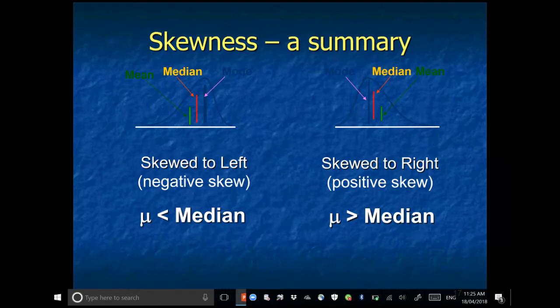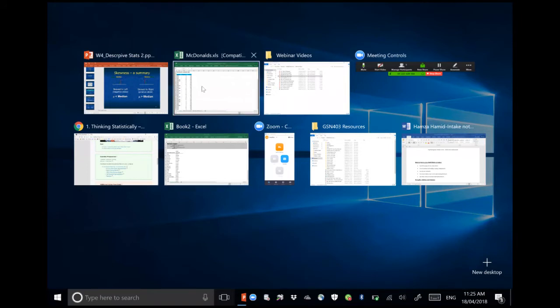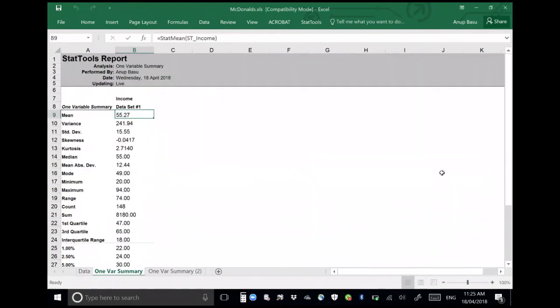Let's look quickly at the McDonald's example, which we completed earlier in terms of its descriptive statistics. When we look at the one variable summary of income, which we completed in the previous video, we saw that apart from mean and median, there is lots of information. You can see the standard deviation is mentioned as $15,550. It also gives you a sense of the quartiles. So 47,000, for example, was the first quartile of the distribution.